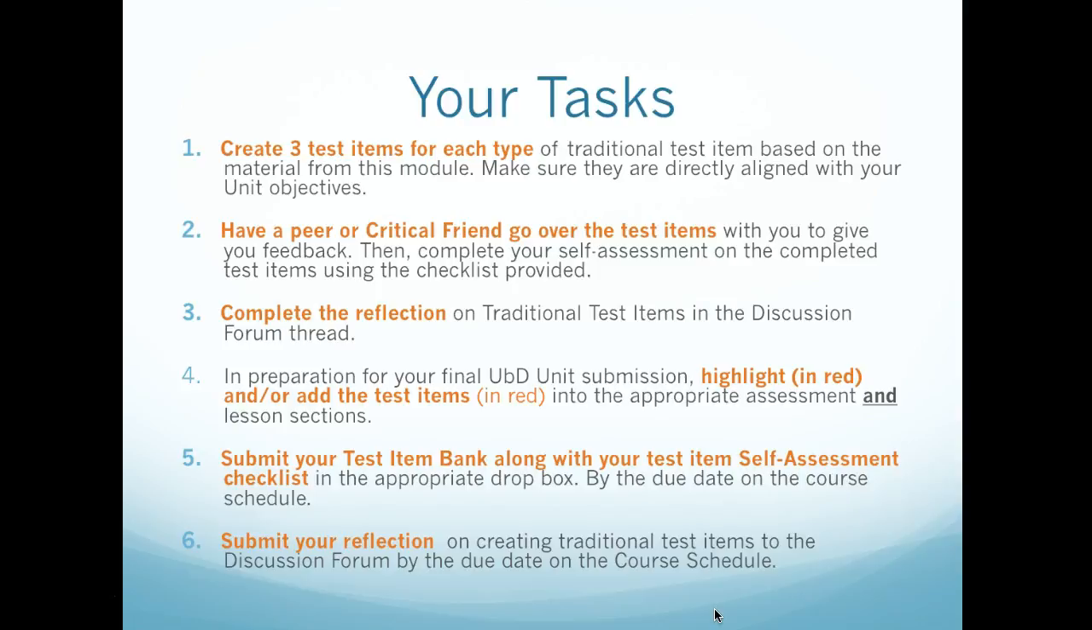In preparation for your final UBD unit submission, highlight in red, please, and/or add the test items in red into the appropriate assessment and lesson sections. Submit your test item bank along with your test item and self-assessment checklist. There's a self-assessment checklist that you will check off to say you did. Each column refers to the same column on your template. Column 1, checklist for column 1 test items. Column 2, checklist for column 2 test items. Column 3, checklist for column 3 test items. And then submit your reflection on creating traditional test items to the discussion forum by the due date.